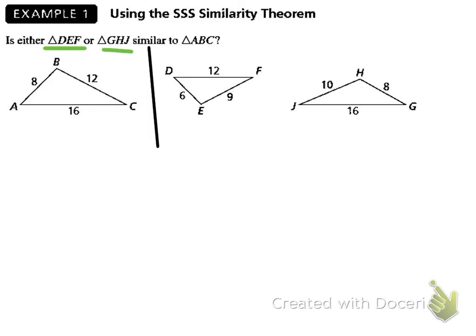So you're going to take one color. We could start with AB, highlight AB. We're going to highlight all of the sides that correspond with AB. So which side in DEF corresponds with AB? DE. Let's go ahead and highlight. It's the number 6 there. And then what does it correspond with in GHJ? GH. Good.